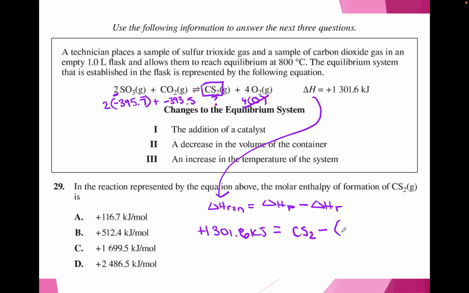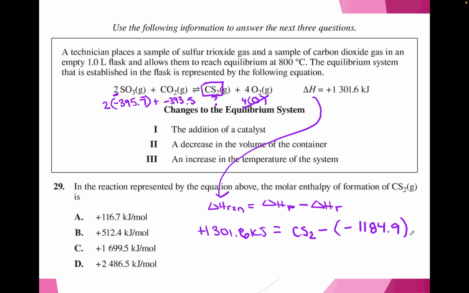If I quickly put that into my calculator, 795.7 plus negative 393.5, I get a total of negative 1,184.9.